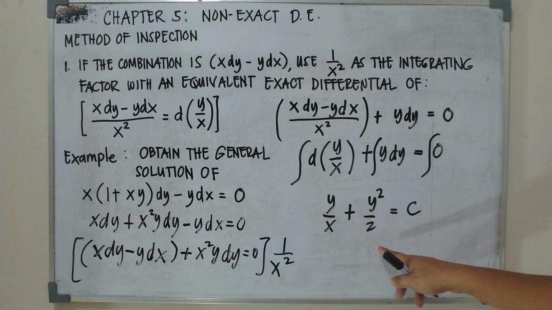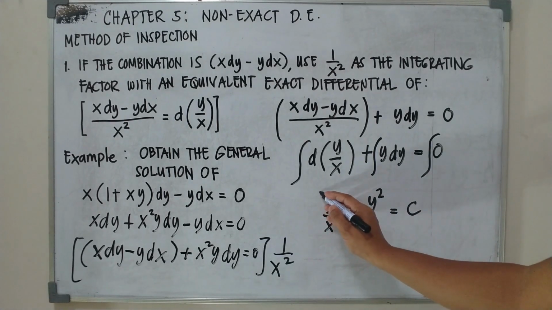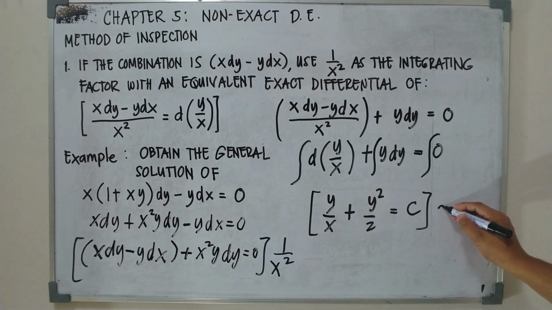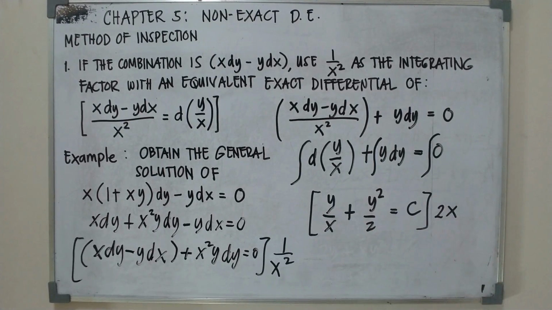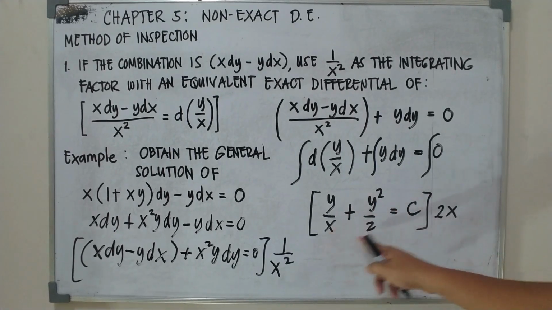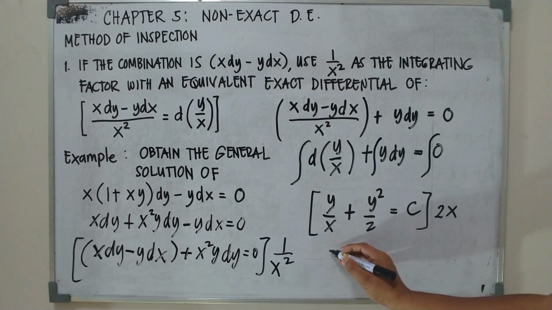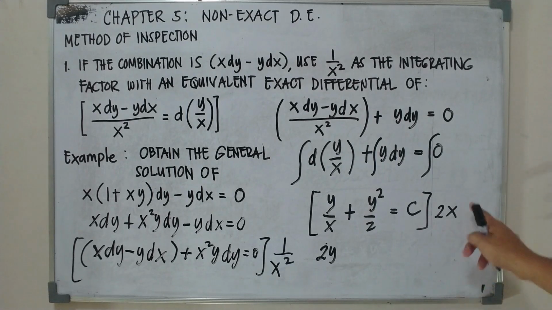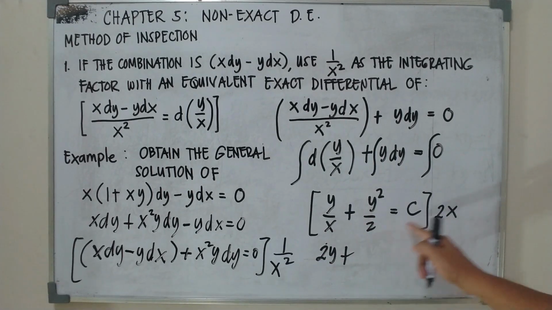But since meron tayong fraction, you can simplify this one. Multiply this one by the LCD. Ang LCD natin is 2x, di ba? Multiplied by 2x. 2x times y over x squared, makakancel out yung x ang x. So, meron ka ditong matitirang 2y na lang, di ba? X lang naman ang makakancel out dito. So, plus, yung 2 naman ang makakancel dito.